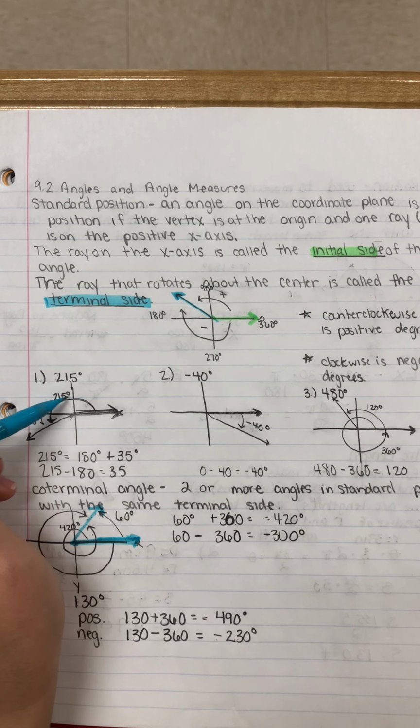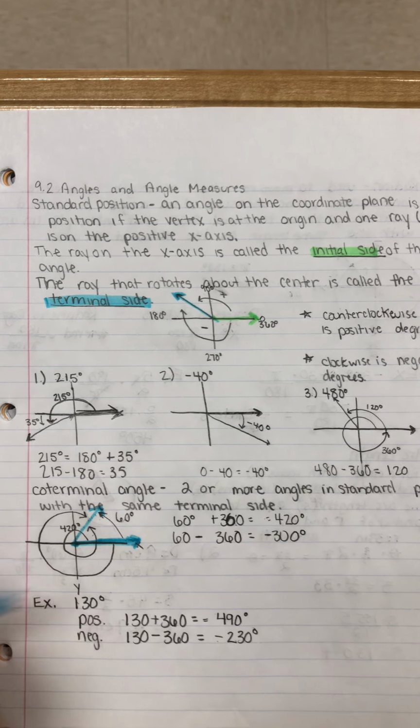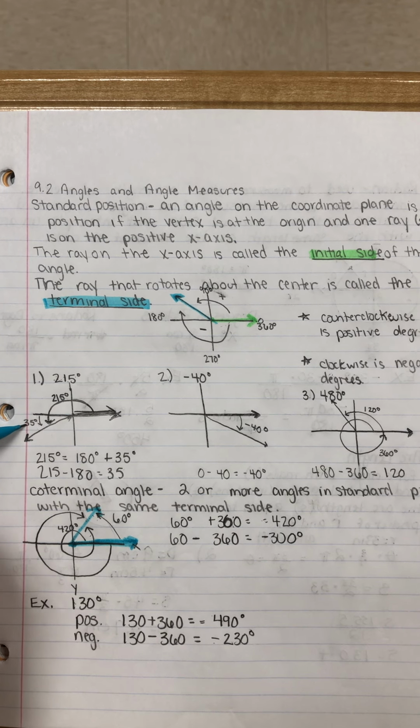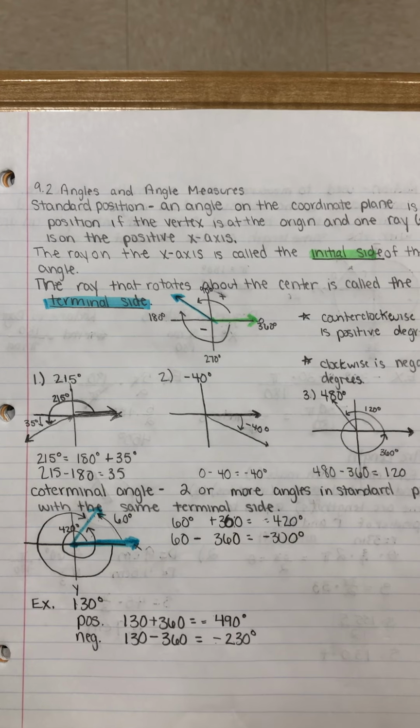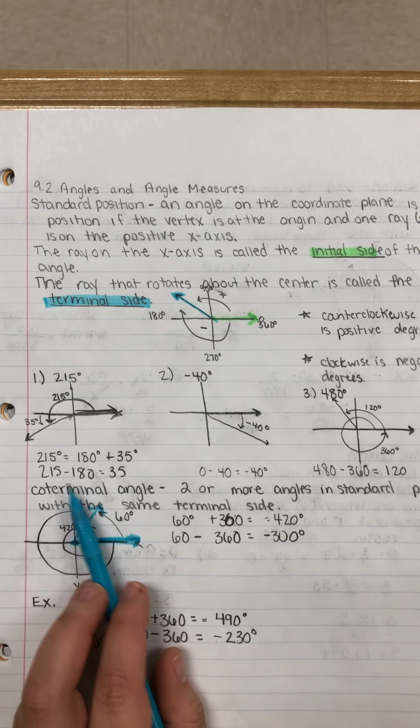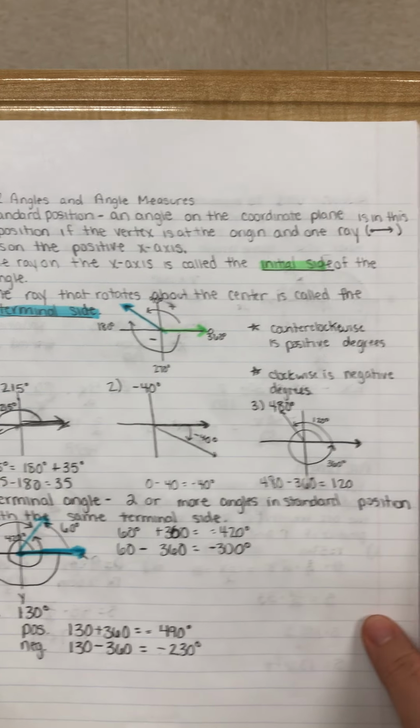So I show this big line has 215 on it to show that that's my whole degree. This little line has 35 on it to show that that's my distance from 180 to the line. So that's the difference from 180 to my line, which is there. Okay? We'll try a negative one.